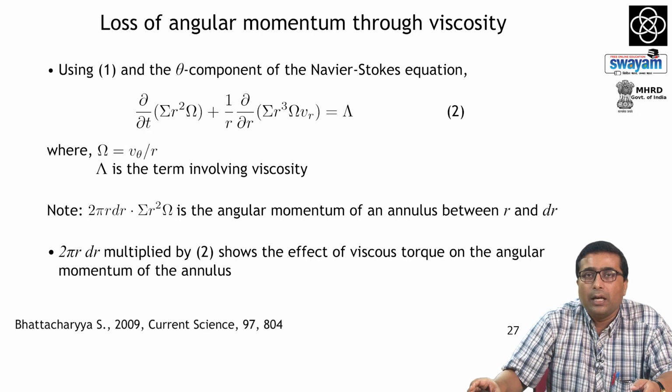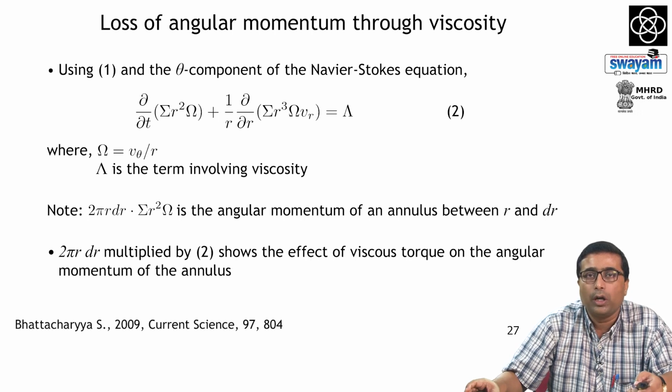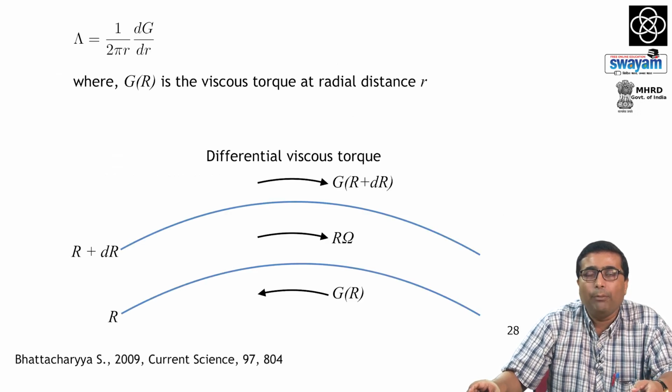Hence, equation 2 given here multiplied with 2 pi r dr shows how the angular momentum of the annulus changes by the viscous torque. Therefore, lambda equal to 1 by 2 pi r dg dr, where g of r is the viscous torque at the radial distance r.